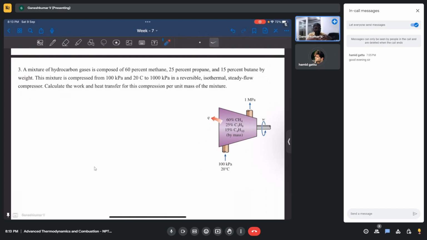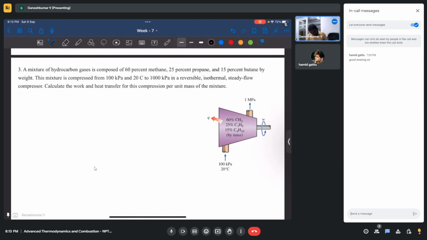So we compress it to a higher pressure, and then we put it in the combustion chamber and let it burn. These kinds of devices you will see in rocket engines, and across the turbines you can assume the mixture is uniform.